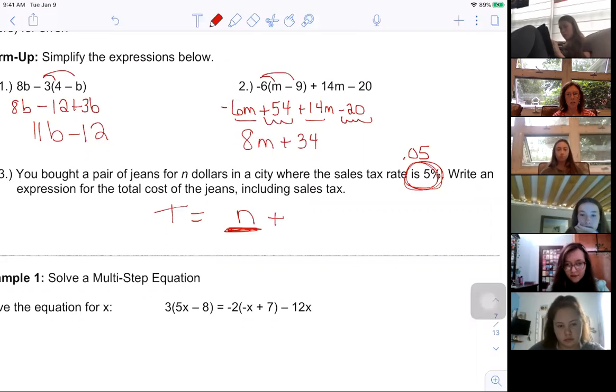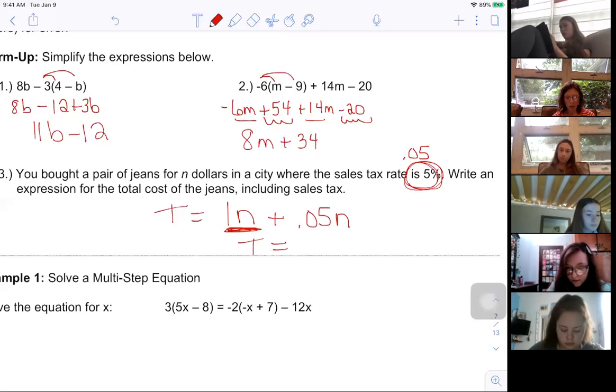And it's going to increase that cost by 0.05 times whatever you paid for the jeans. So my jeans were N. In addition to that, I have to pay an extra 5% times the cost of the jeans. So that means our total cost, if I add them together, there's really a 1 in front here, I would have 1.05 times N. That's how I find the cost of the jeans.